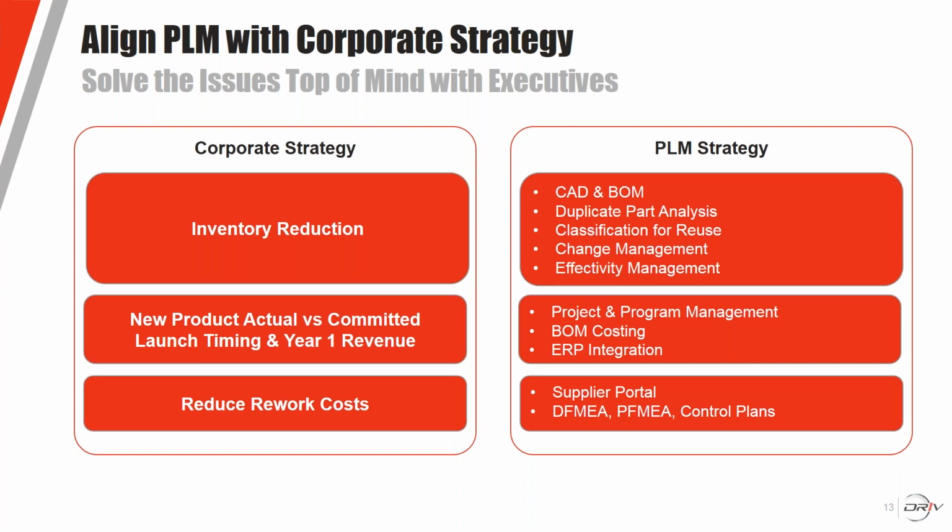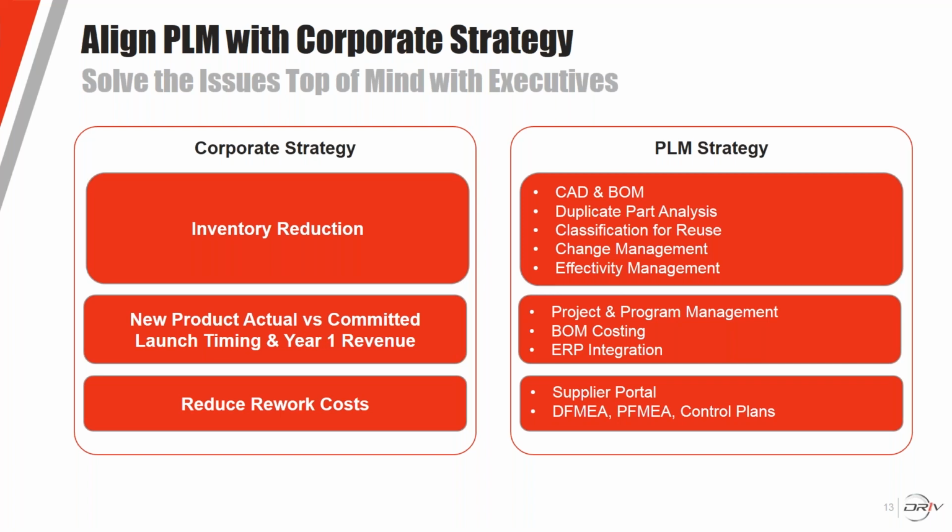I need to put classification for reuse in place. Reuse is a good thing. Of course, change management and effectivity management. Now, those things, specifically duplicate part analysis, classification for reuse, I should be able to monetize that. I should be able to say, if I'm able to reduce my part counts and therefore help drive the inventory reduction, I'm going to be able to say how much savings I can really generate for the company.